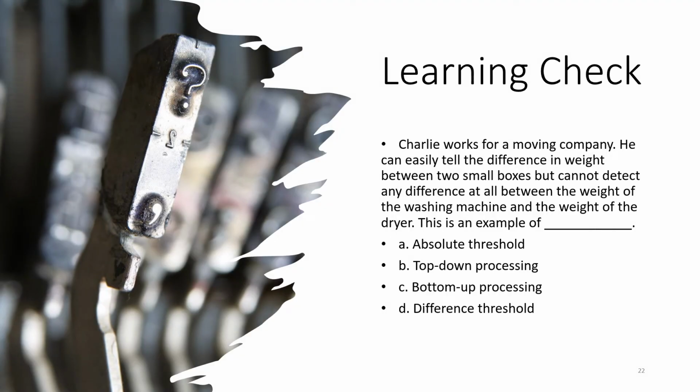Let's try another one. Charlie works for a moving company. He can easily tell the difference in weight between two small boxes, but can't detect any difference at all between the weight of the washing machine and the weight of the dryer. This is an example of... If you need to pause this, go ahead. If you selected difference threshold, you're right. The reason this is the correct answer is because the weight difference between the washing machine and the dryer is so subtle, so small, that a difference cannot be detected. That difference threshold has not been met.